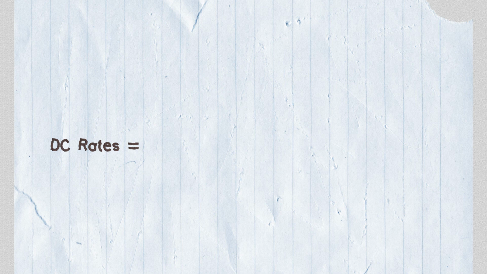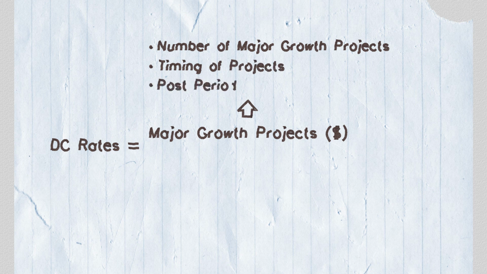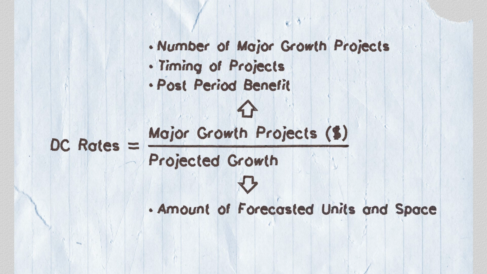The total dollar value of major growth projects, which is made up of the number of major growth projects, timing of projects, and post-period benefit, as well as other factors. This is then divided by the projected growth to be sparked by projects, which is made up of the amount of forecasted units in space and splits by development type.